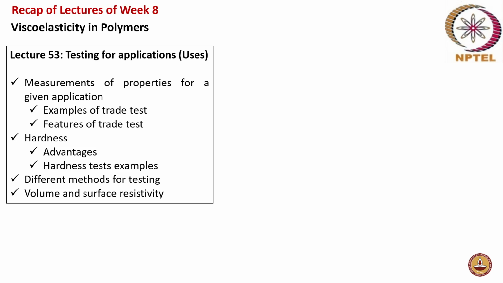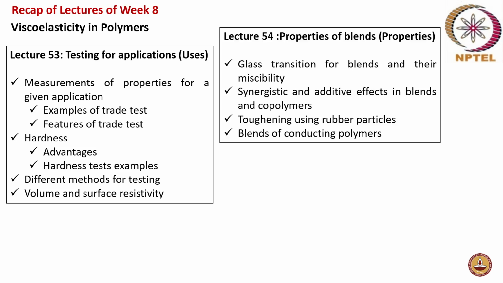Okay, not only the research purpose test, but trade test also, which gives some numbers which are useful for industrial applications. But the same value cannot be used for a different application. For that particular application, this trade test value can be suitable. Okay, so that was discussed. For example, hardness testing was discussed. Different methods of testing, volume and surface resistivity was discussed.